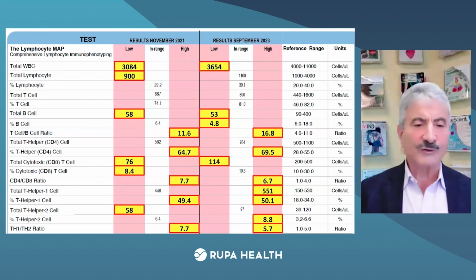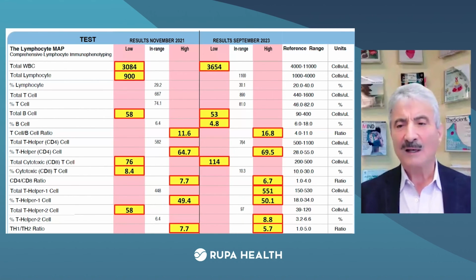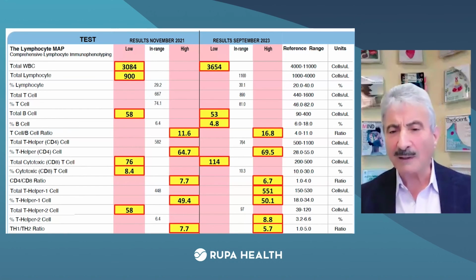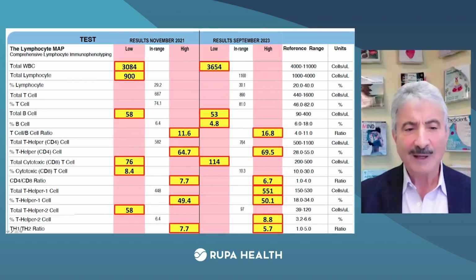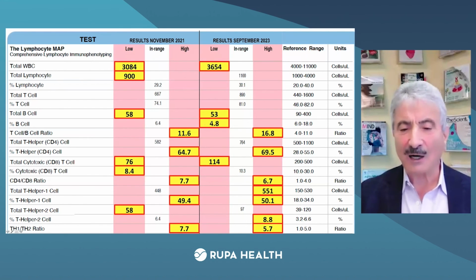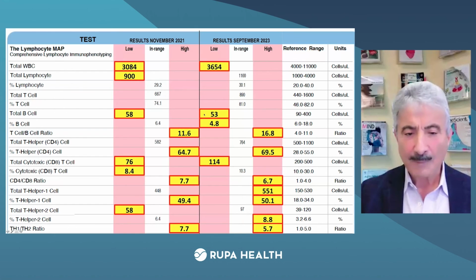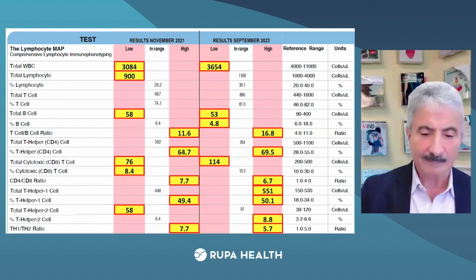Now, the doctor ordered also LMAP. And these LMAP, as you can see, were done twice, 2021, 2023. White blood cell counts and lymphocytes were low, some improvement in the second test. Total B cells are low. Okay? The percentages in here are low. Therefore, T and B cell ratio is high because the patterns are affecting each other.